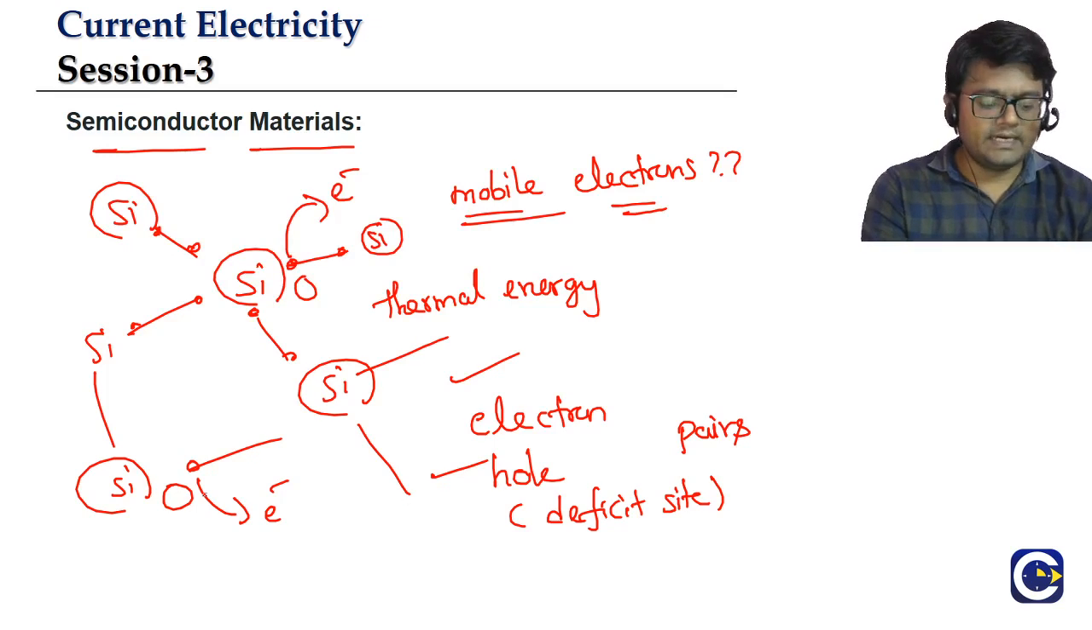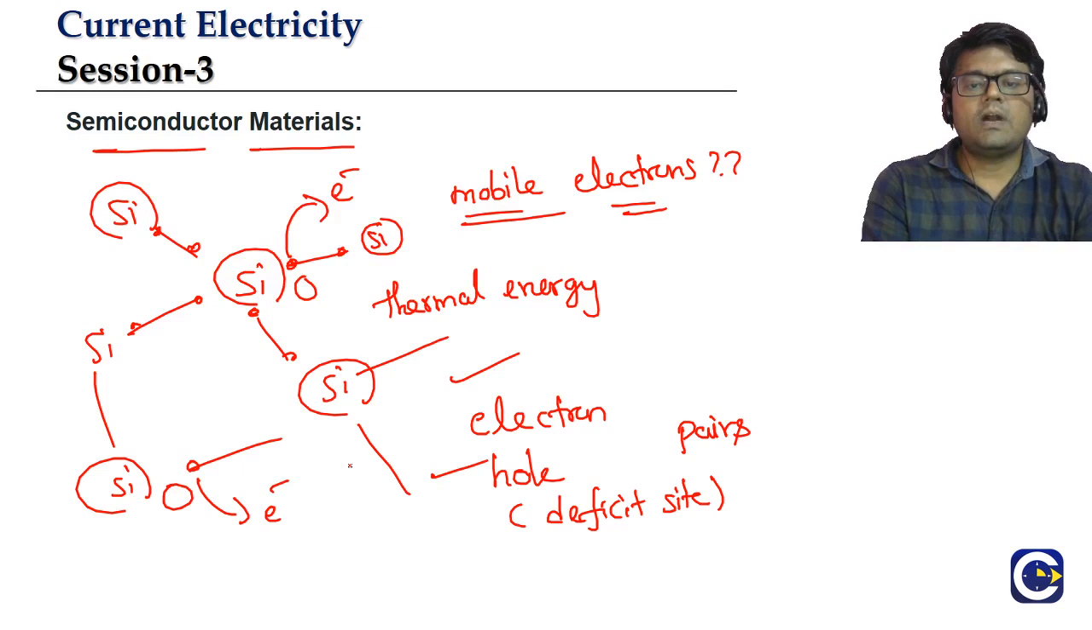Hole will not be moving because a hole is nothing, it is basically an electron deficit site. What happens is the nearby electrons will come and occupy the site, thereby the hole will be shifting to some other place. So in the case of semiconductors, the current is because of the movement of electrons and holes.